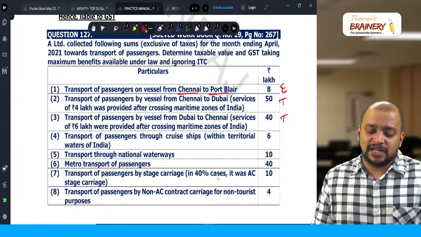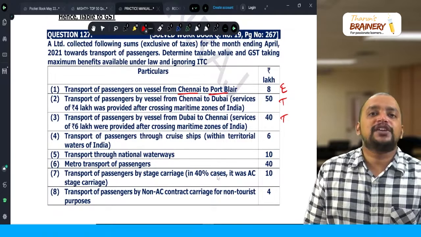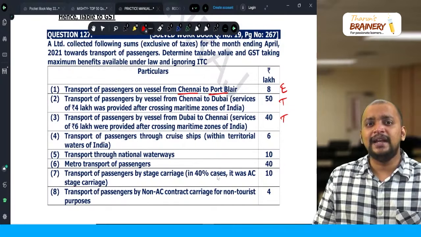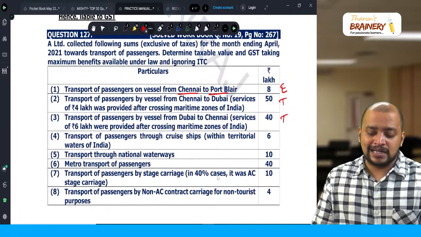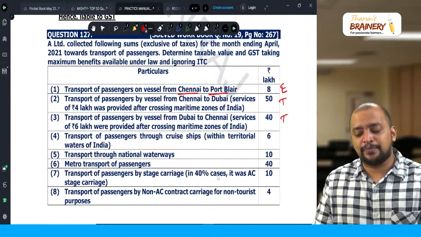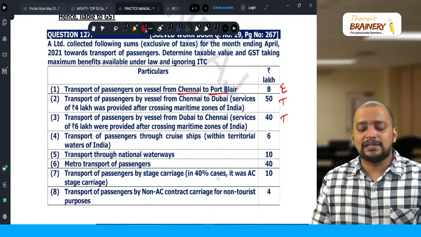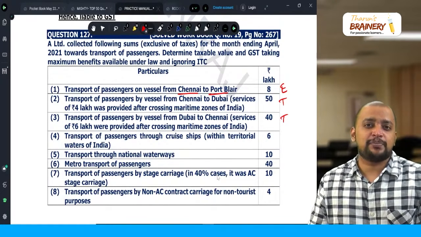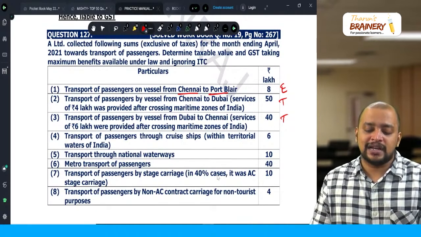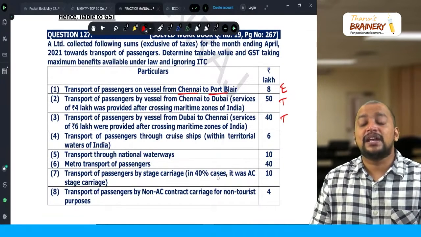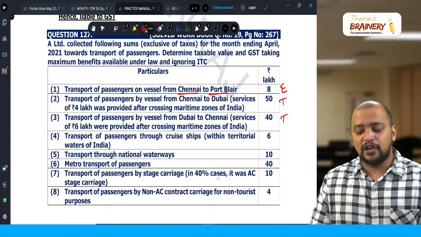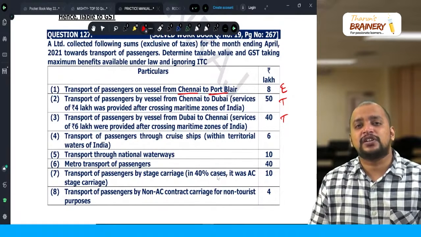But check whether A Limited will pay GST. In case of transportation of passenger service, the place of supply will be the starting point of the passenger. In the first case, what is the starting point of the passenger? Chennai. The supplier is located in India and the place of supply is India, so definitely it will be taxable. Whereas in the second case, the supplier is located in India and the recipient is located in India, but the place of supply is in Dubai, the starting point. But we will not take this as any export of service.